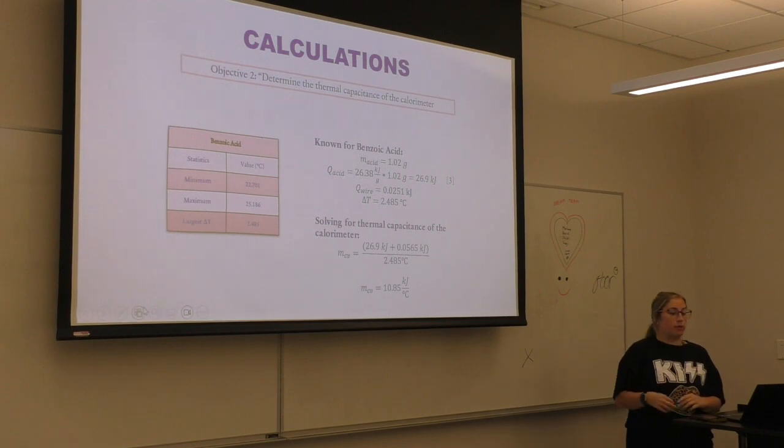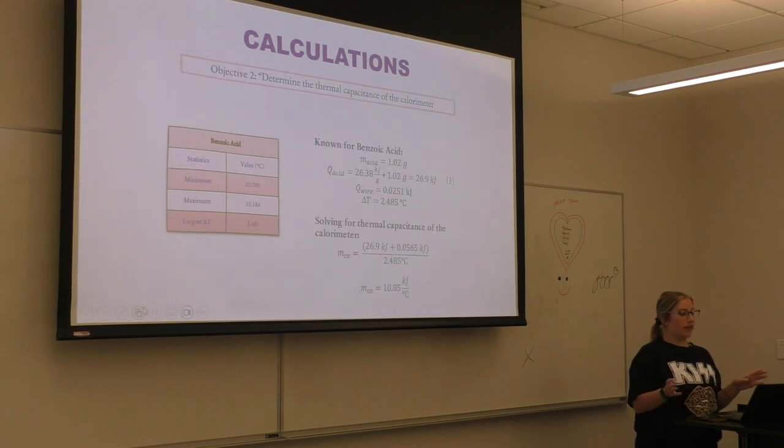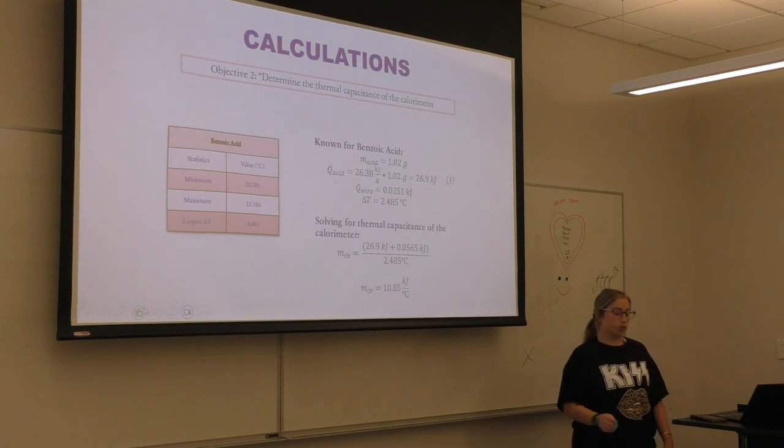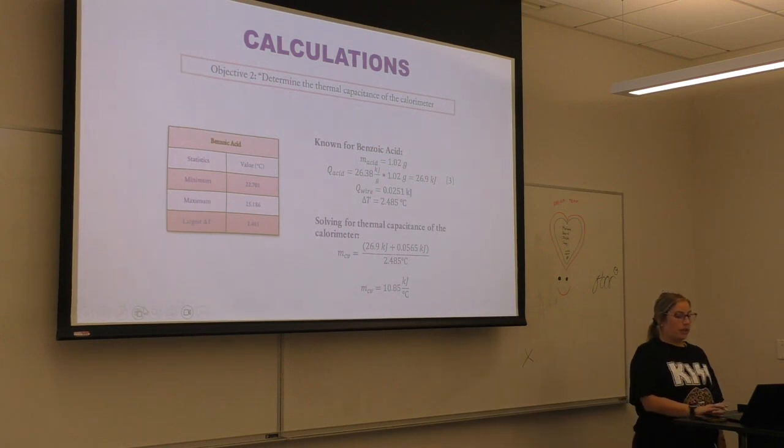The Q of the wire was from the slide previously, which was equal to 0.0251 kilojoules, and the change in temperature was the 2.485. And so we solved for the thermal capacitance of the calorimeter by taking the combustion of the acid plus the combustion of the wire and dividing that by the change in temperature, and we got that to come out as 10.85 kilojoules per degree Celsius.